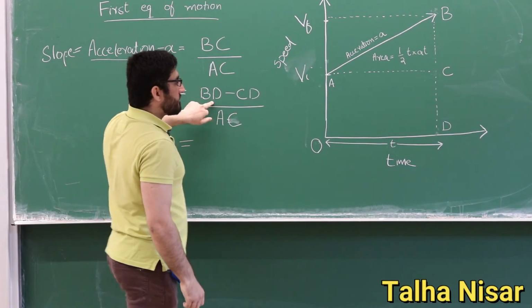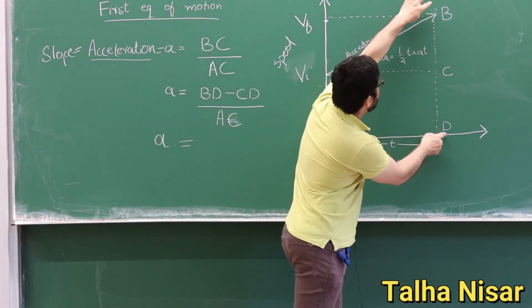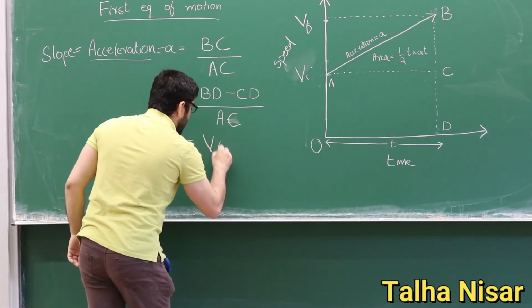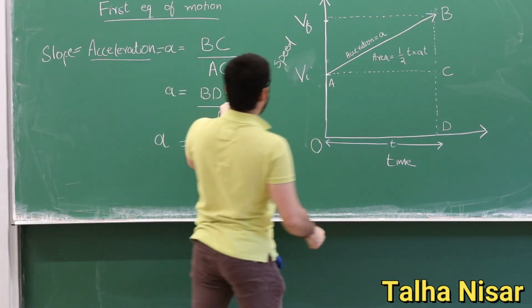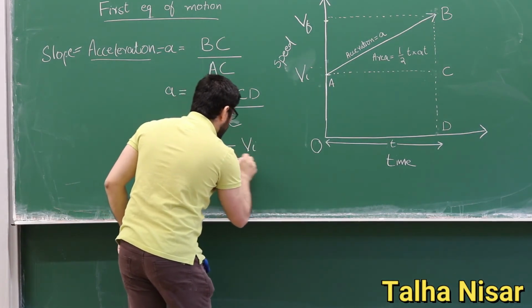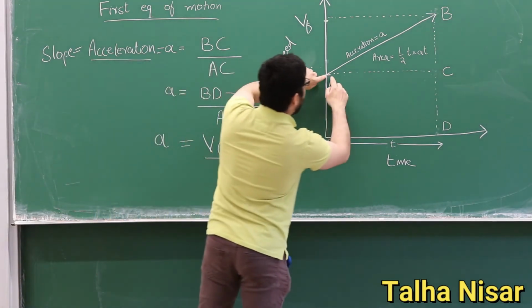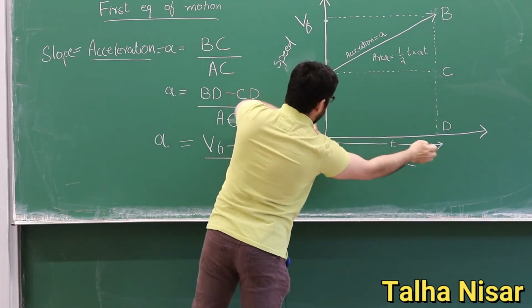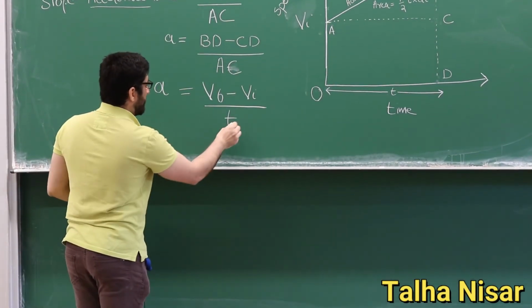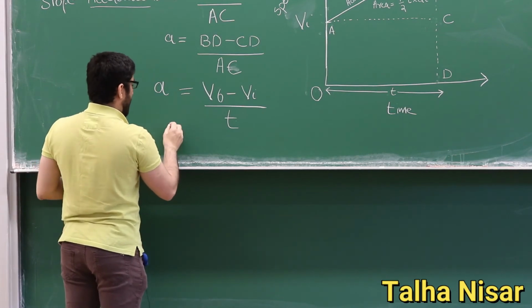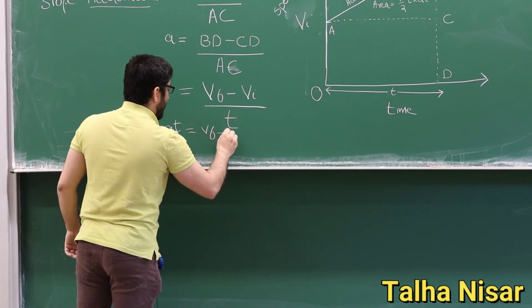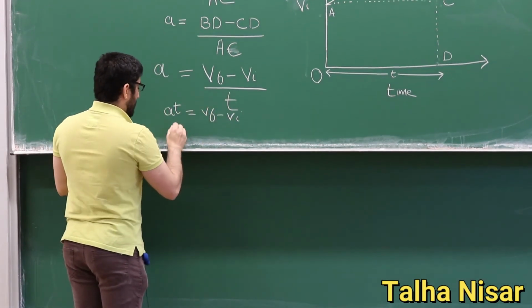What is BD? BD is the final velocity, so we replace it with vf, minus, and what is CD? CD here is vi. And what is AC? AC is the same as this time t here. Now we move this t to the other side, so we have at equals vf minus vi.